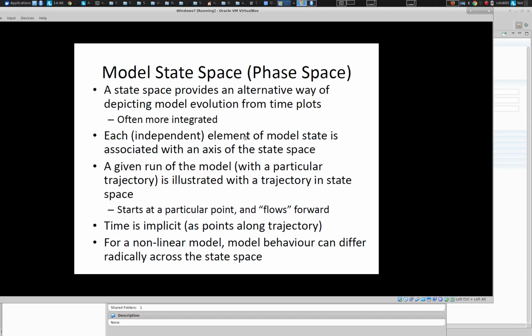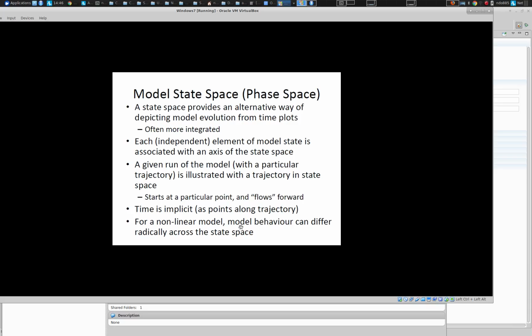And here, each independent element of model state, S, I, R in that case, is associated with an axis. It's associated with one of these dimensions, one of these coordinates, one of these components of the coordinates. And a given run is illustrated with a trajectory. It follows a particular curve here. Time is implicit. It points along this trajectory. And importantly, for a nonlinear model, the model behavior can differ across the state space.